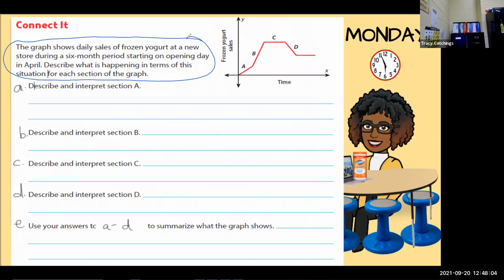Tell you this, as I just stated, your description should have some relation to what we're talking about. So before we move along, what are they talking about? Yogurt. Frozen yogurt. What's another name for it? Ice cream. When did they tell us that this started? We got 6 months, but it started in April. I'm just right on there to say April.